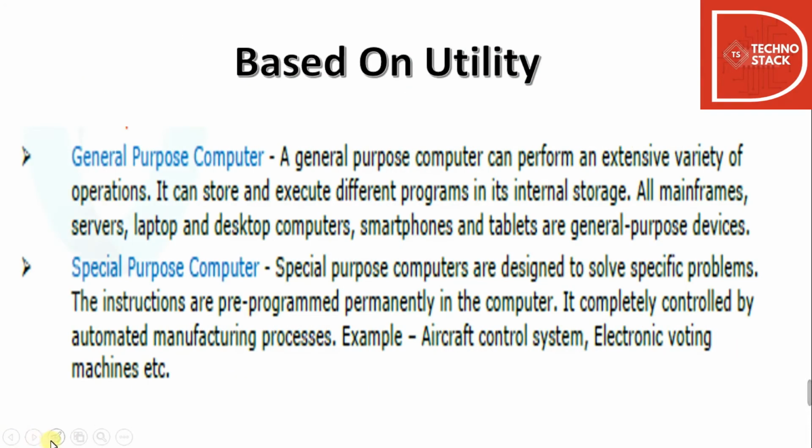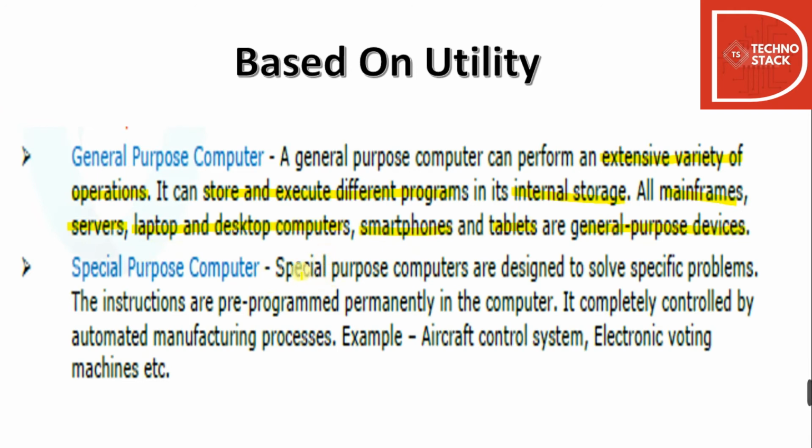So based on utility, there is general purpose computer and special purpose computer. A general purpose computer can perform an extensive variety of operations. Like the name suggests, general purpose is used everywhere, and special purpose computers are computers that are used only for specific purpose. General purpose computers can do an extensive variety of operations. They can store and execute different programs in its internal storage. All mainframes, servers that is internet servers, laptop and desktop computers, smartphones that we use, and tablets are general purpose devices.